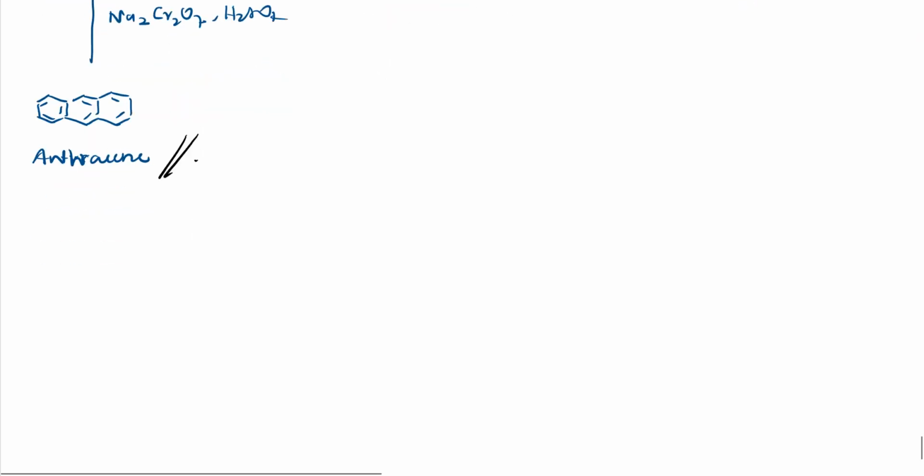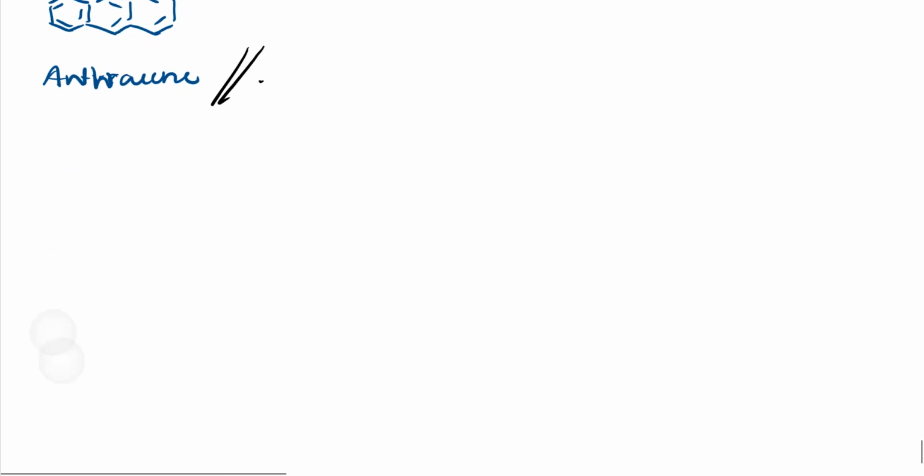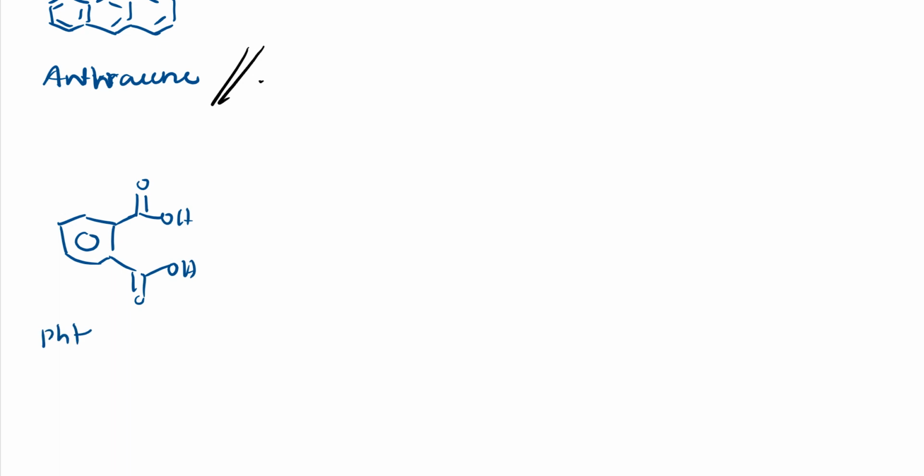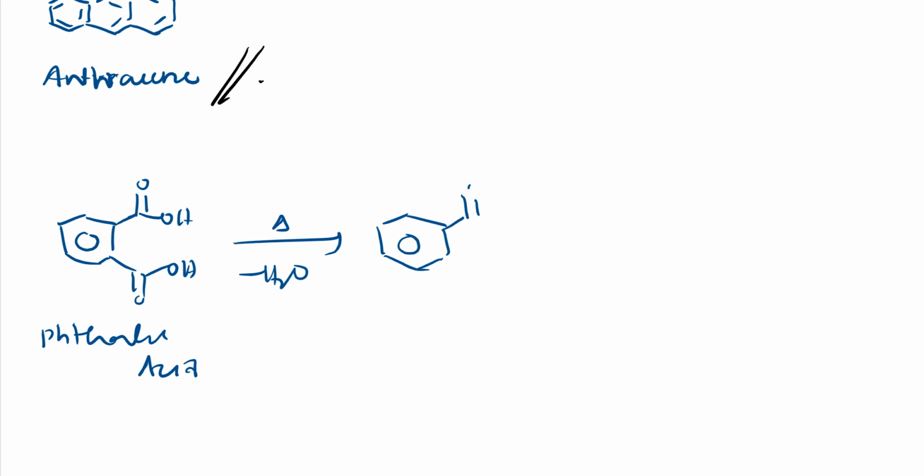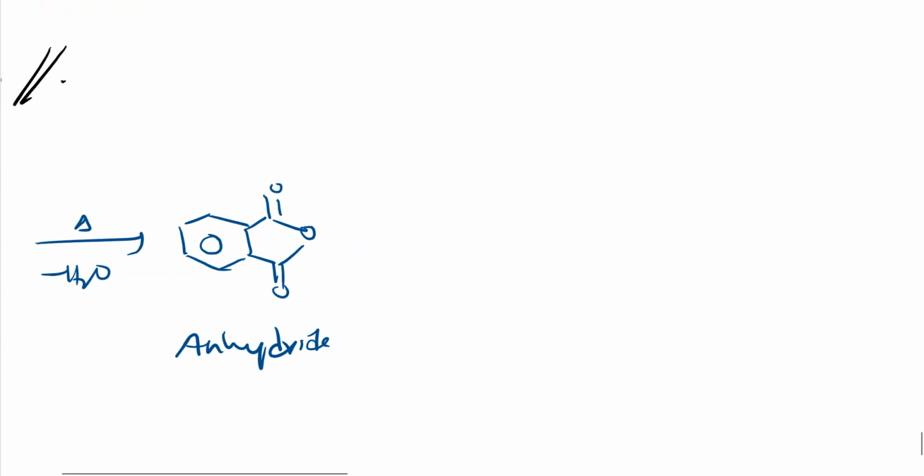So what is this? Let me draw here. This you know. This is phthalic acid, right? So phthalic acid, if I heat it, a water molecule will be lost, and I will get phthalic anhydride. So this is my phthalic anhydride. Further, to this I will add catechol.